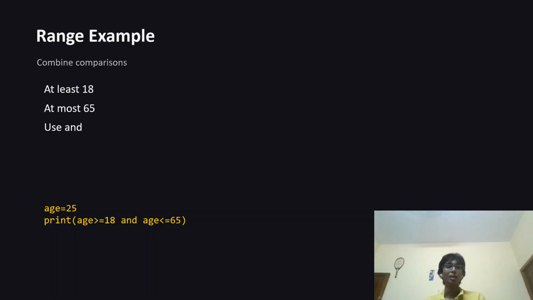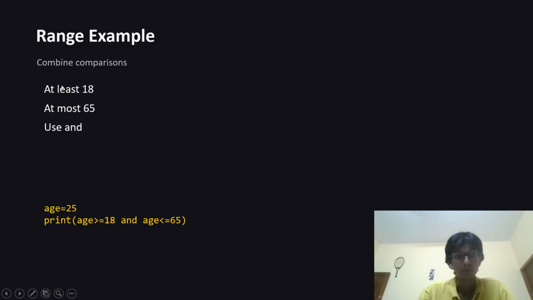So we have now a range. Combined comparisons, at least 18, at most 65, use and, for example, person age. We have the and operation. So we have range to show a range. So from 18 to 65, how do you show that? That's where we use and, because once again, and demands both of the conditions to be true, not only one. So it is one of the most widely used operators to define range.